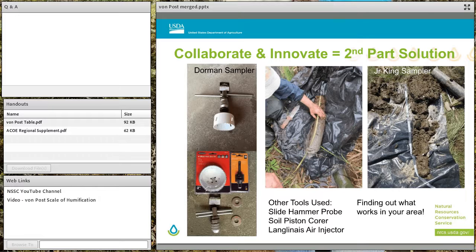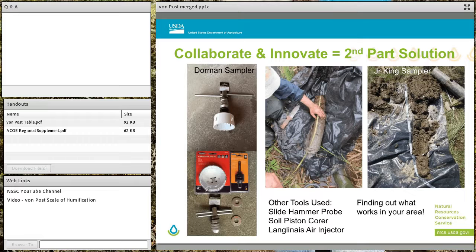I loved Mike Wilson's sampler so much that I decided to design my own, and it could be used in the field. I also really liked Phil King's King sampler, and these photos over here on the right show me using it in an actually inundated freshwater situation. And reaching out to other people, other people use slide hammers, soil piston core.